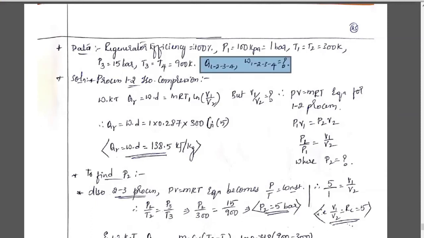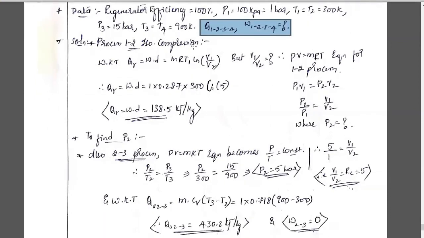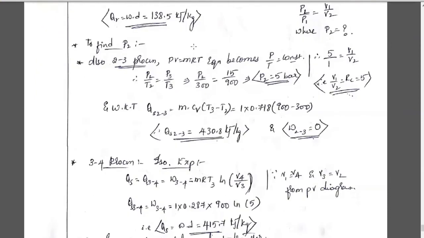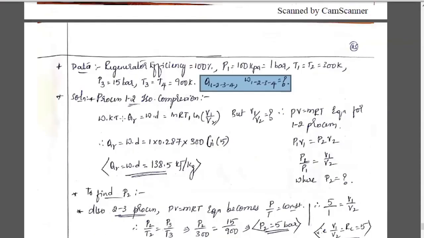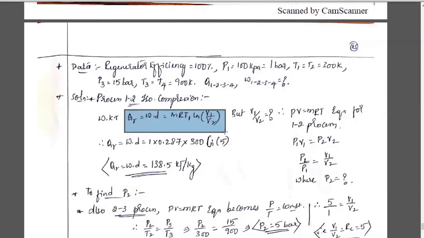Q can be found out in all the processes, that is, heat rejection occurs, heat supply occurs, heat rejection occurs, heat supply occurs in all the four processes that we have written. First, what is 1 to 2? During compression, it takes out the heat into the regenerator, so it is a heat rejection. The formula is MRT1 ln of V1 by V2.